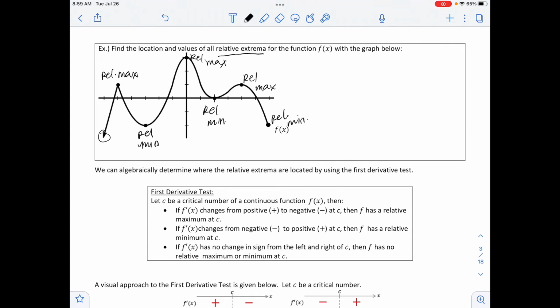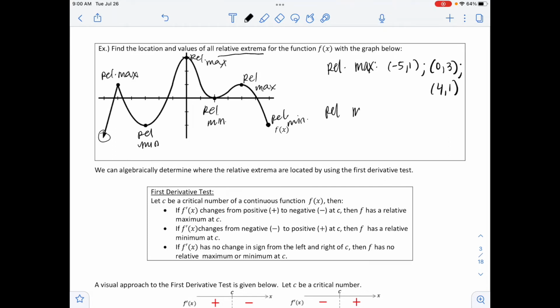So it wants to know the location, the values of the relative extremas, and we're going to go ahead and write these as ordered pairs the best that we can. And let's go ahead and do relative maximums or local maximums first. And so the first one that we have is at (-5, 1). And then the next relative maximum we have is at (0, 3). And then the last one, we have one more relative max, and that is occurring at (4, 1).